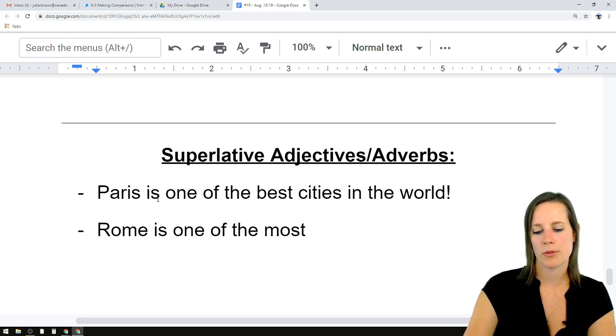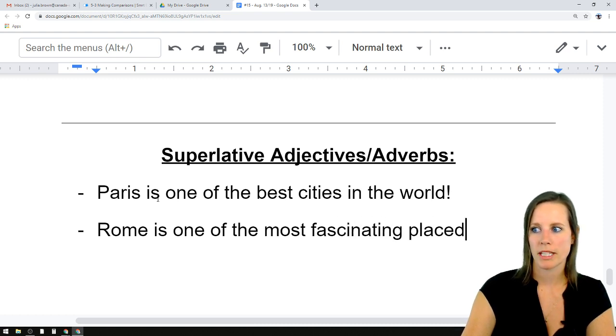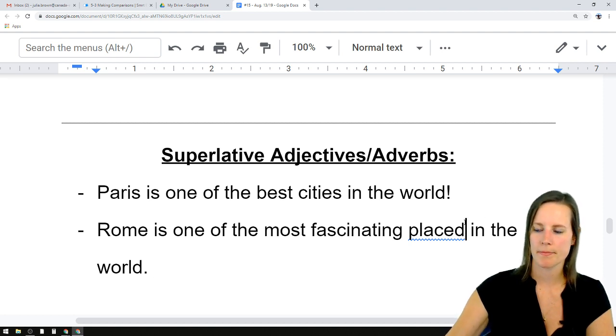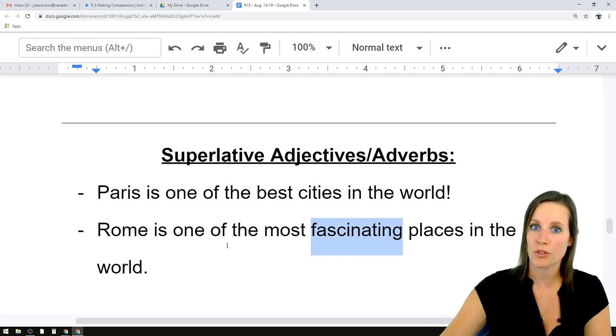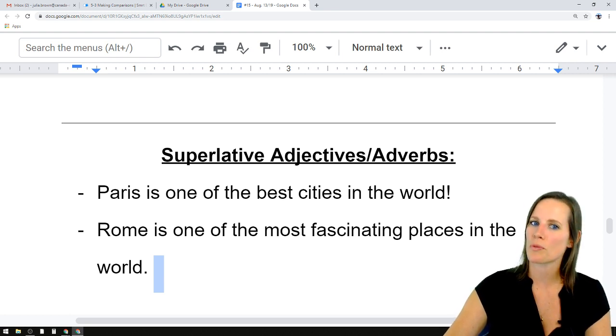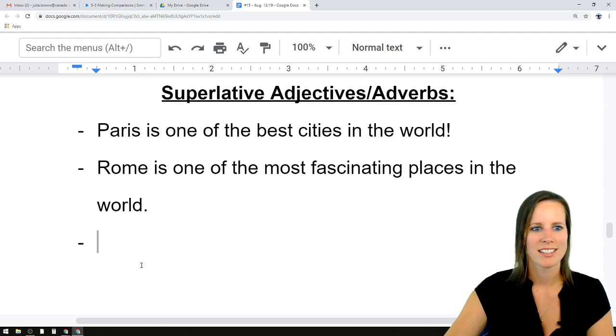or one of the most fascinating places in the world. Fascinating is simply a meaning for interesting, very interesting. No problem, Avinash. Jacqueline, vaccines were one of the most important events for science you can say in recent years. That's good, good sentence. I agree, for sure.